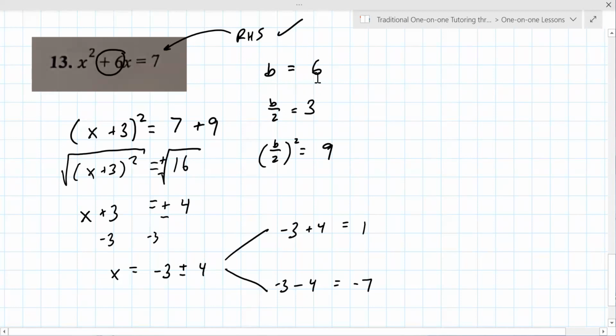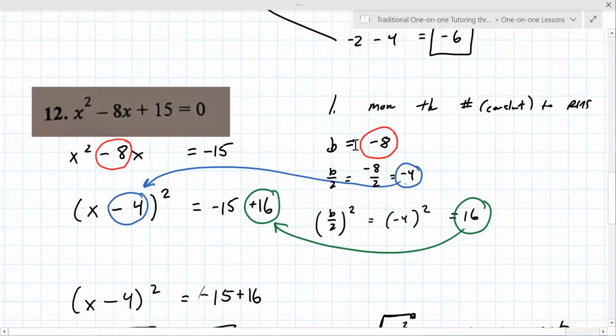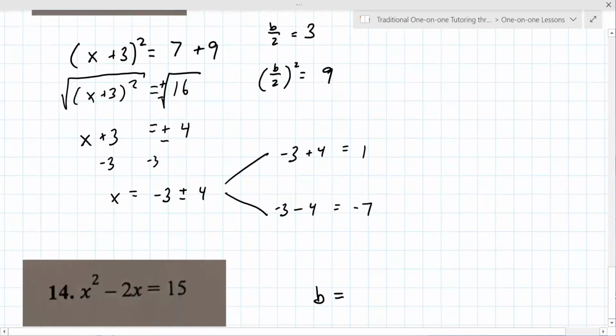What is the value of b? It's 6. So does it include the x? Is there an x here? No. It's positive because it's plus, so it's the number in front of x. Let's look at the previous problem and see if it's the same way. What is b in this problem? Negative 8. Is negative 8 the number in front of x? Yes. So the b is the number in front of x.